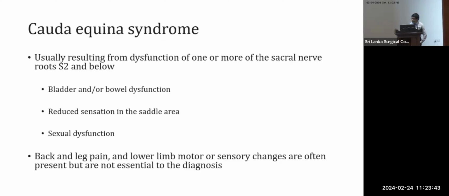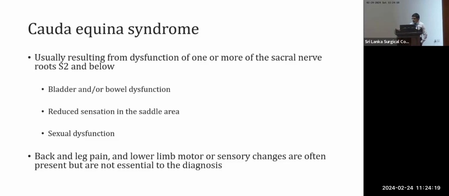The cauda equina syndrome, that's the last part. This is usually due to the compression of the sacral nerve roots, and there may be bladder or bowel involvement, reduced sensation in the sacral area, what we call saddle anesthesia, and sexual dysfunction. And because this is the area where there are nerve roots, they tend to have a lot of leg pain or radicular pain and sensory and motor deficits related to those nerve roots.